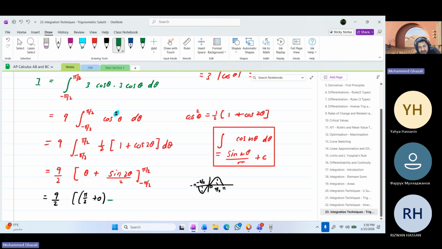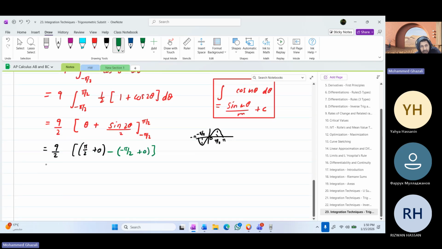Now, subtract the lower bound. Upper bound is pi by 2 plus 0. Lower bound, you substitute negative pi by 2, and substitute negative pi by 2 here, sine of 0 again. Sine of negative pi. 2 times negative pi by 2 is negative pi. Sine of negative pi is 0 over 2. So plus 0 here as well. Now what we have is 9 over 2 and we have pi by 2 plus pi by 2, because we leave out the zeros. Half pi plus half pi is pi.